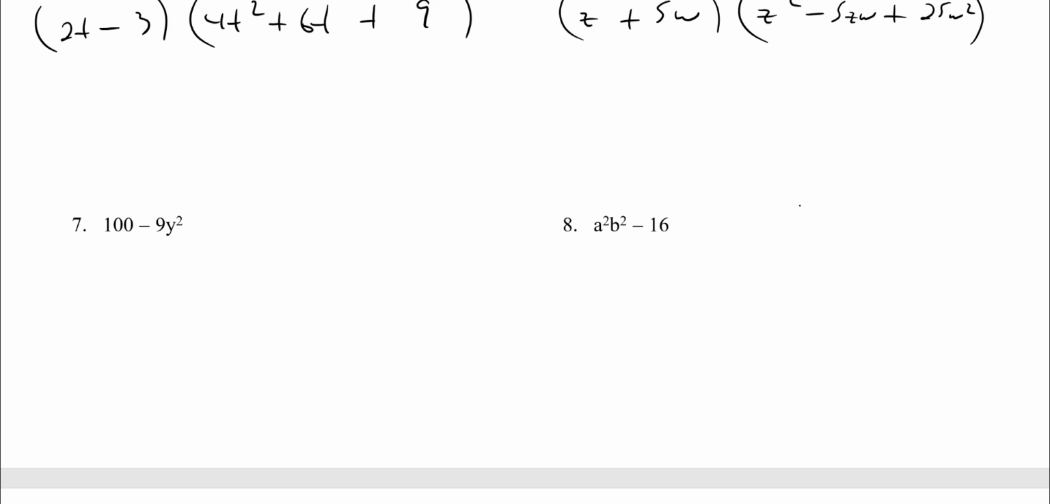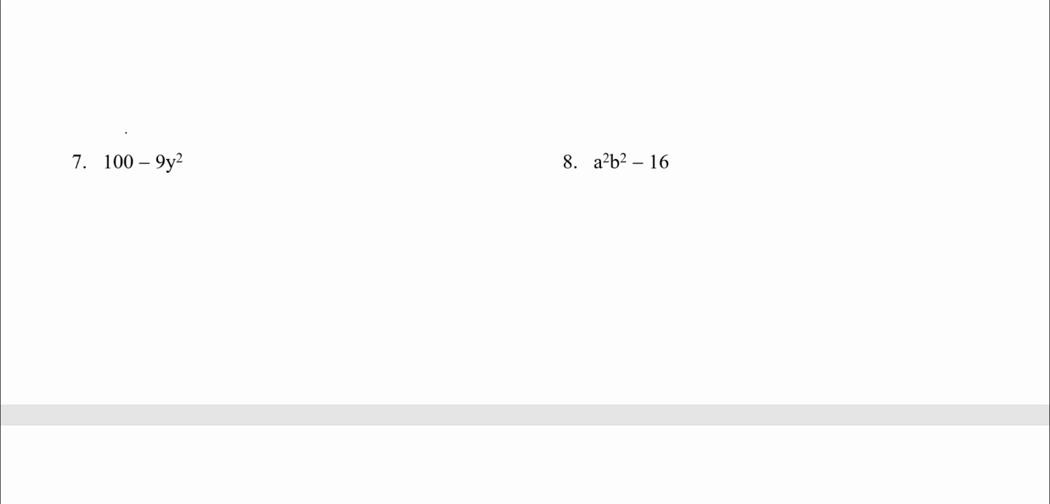Okay, not bad. This is the difference of 2 squares. So the square root of 100 is 10, the square root of 9 is 3, and the square root of y squared is y. So this one's easier. It's 10 plus 3y, 10 minus 3y, and that's your answer.